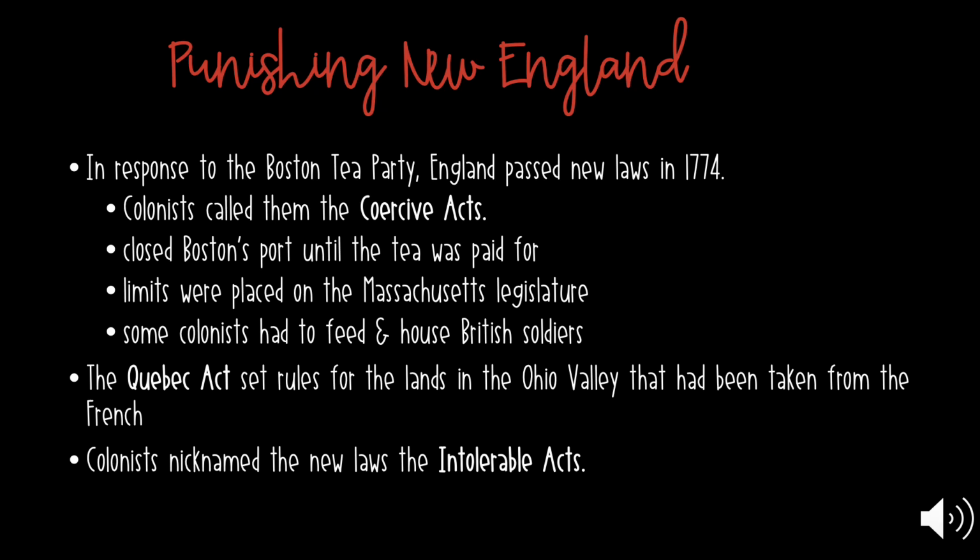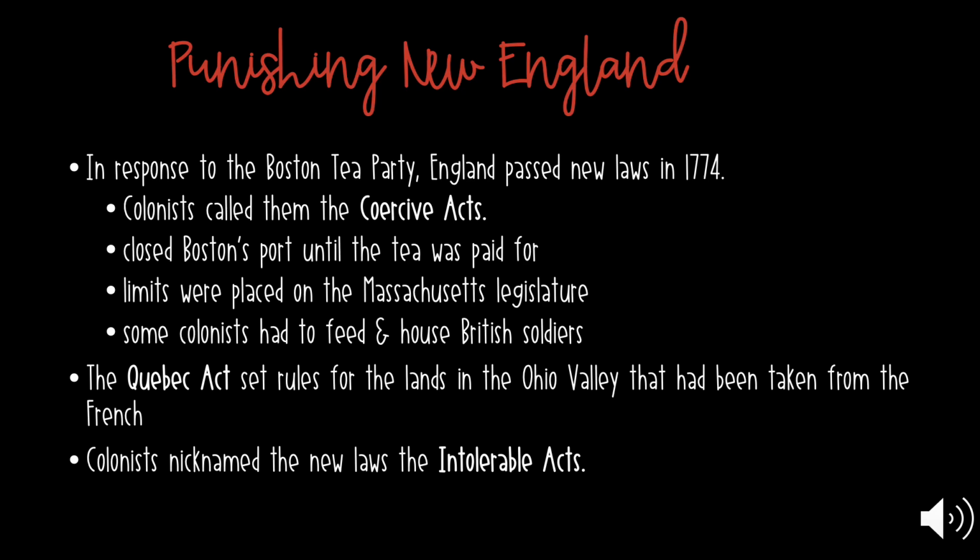In retaliation for the Boston Tea Party, Parliament passed new laws directed at Massachusetts in 1774. They were dubbed the Coercive Acts because they were meant to force colonists to behave. These laws closed Boston's port for trade until the tea was paid off. Limits were placed on the Massachusetts legislature, and some colonists had to feed and house the British soldiers.